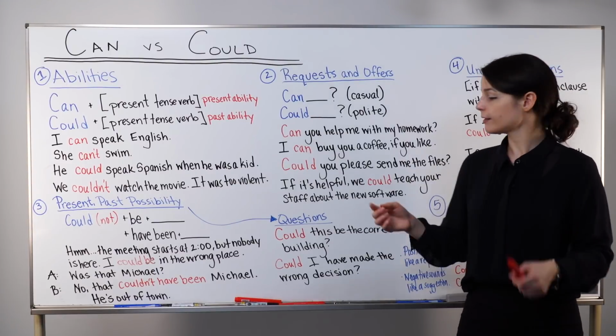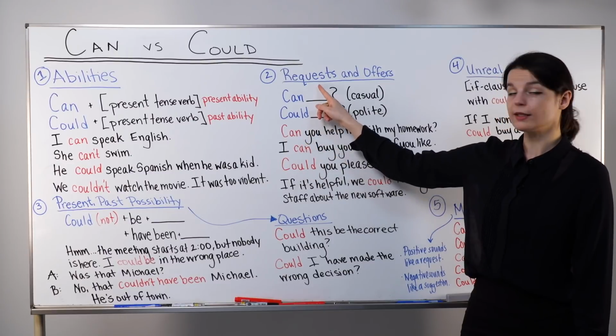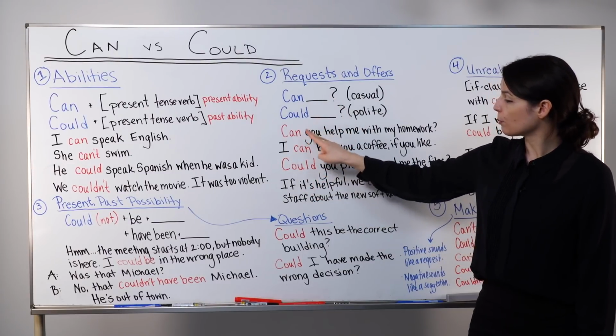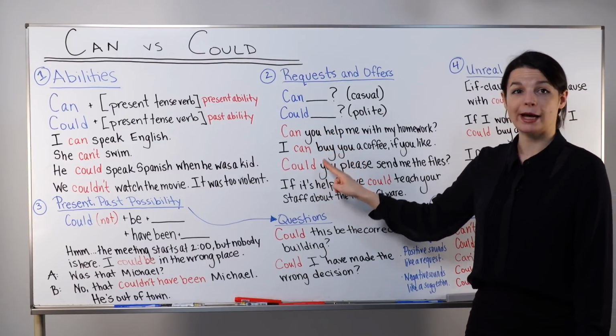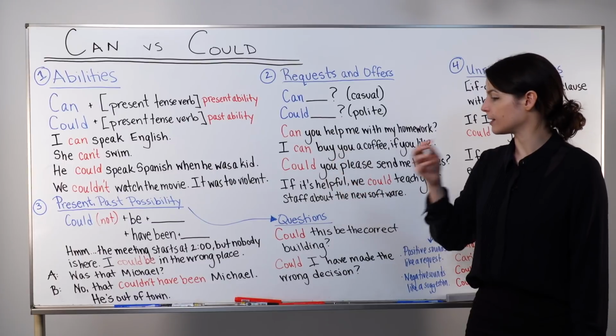You'll also notice that when I'm using could or can to create a request question, I'm following the word can or could with the person I want to help me. So in this case, I'm using you for both of my sentences.